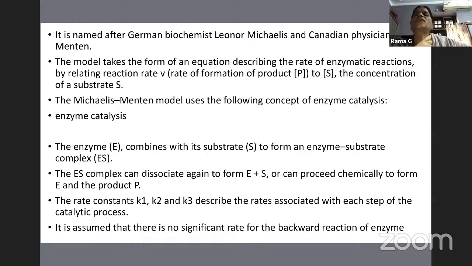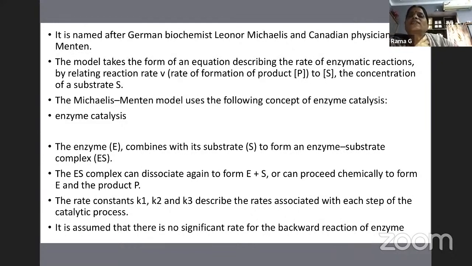Next, the Michaelis-Menten model is named after the German biochemist Leonor Michaelis and the Canadian physician Maud Menten. The model takes the form of an equation describing the rate of enzymatic reactions by relating the reaction rate V, the rate of formation of product P, to the substrate concentration. Then the Michaelis-Menten model uses the following concept of enzyme catalysis.